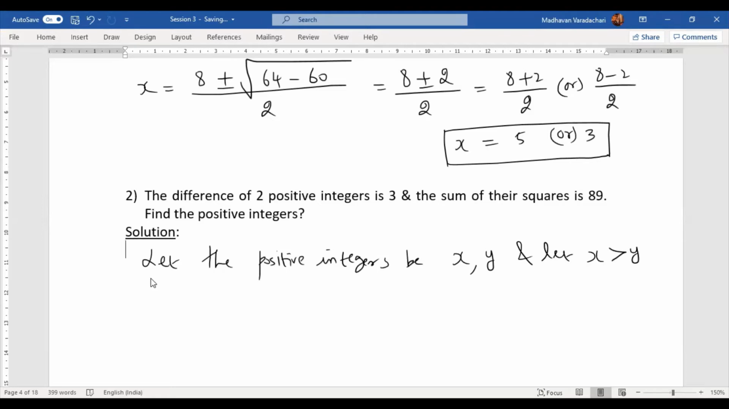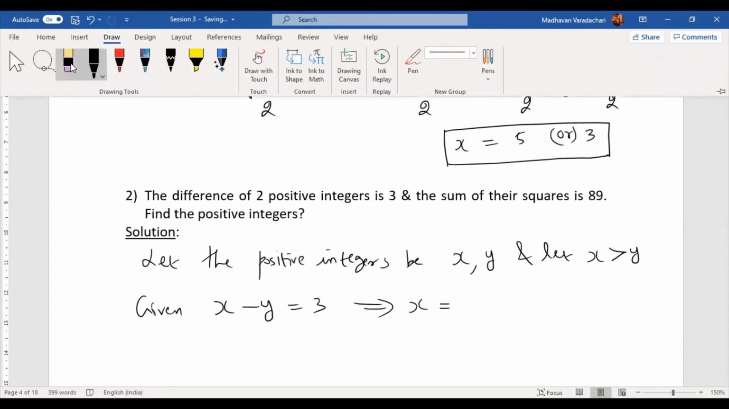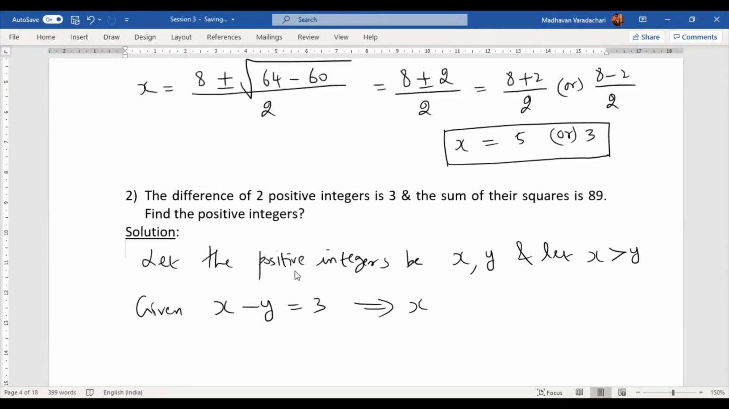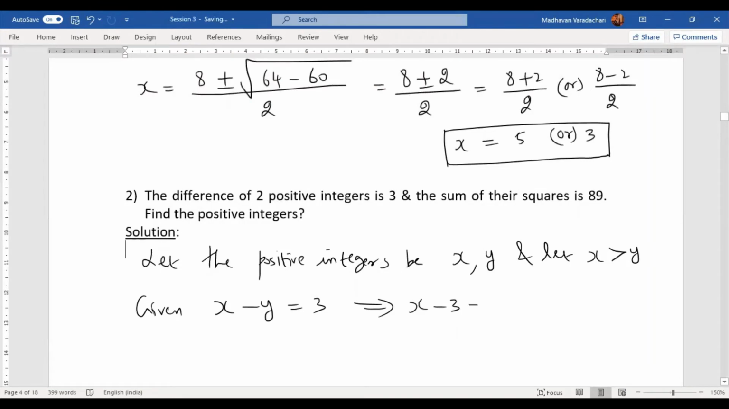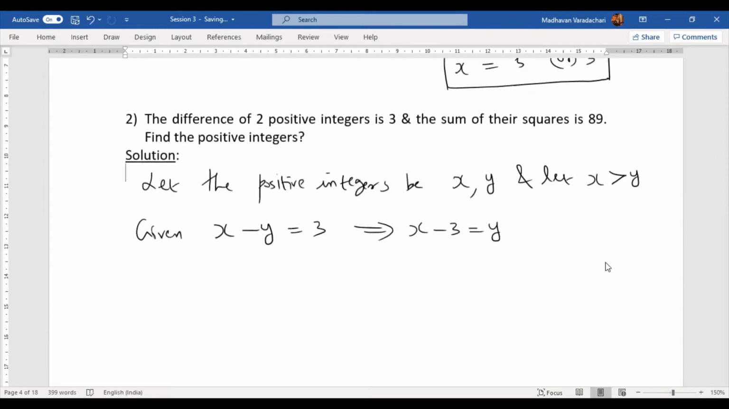So the question says difference of two positive integers. Given x minus y is given as 3. That means I'll keep x as it is. Bring this 3 to the left side, it becomes negative. Take this negative y to the right side, it is positive. So I can rewrite.